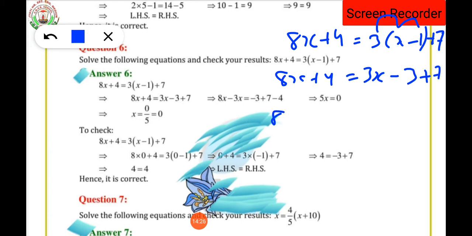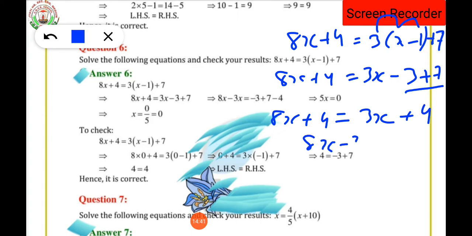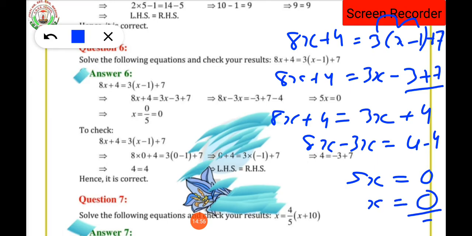Clear? Again it will become 8x plus 4 is equal to 3x. This is constant, minus 3 plus 7 it will become plus 4, as 7 is a greater number, that's why. Now we have to transpose the x term to one side and the constant to the other side. So here it will become 5x is equal to 4 minus 4, plus 4 minus 4 will become 0. So x is equal to 0 upon 5. So x is equal to, we will get the answer as 0 itself. Have you understood up to here?